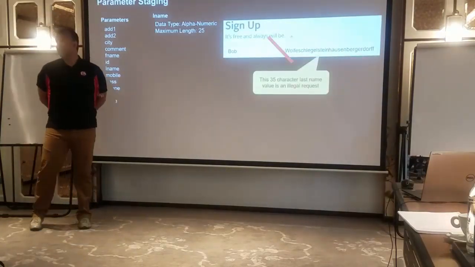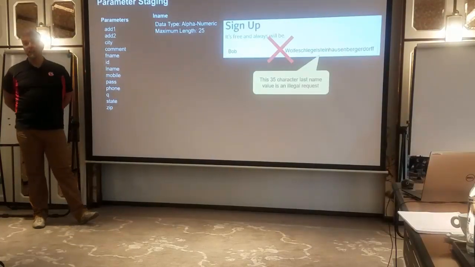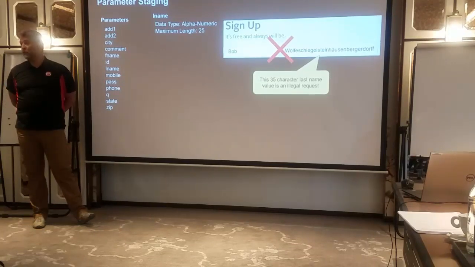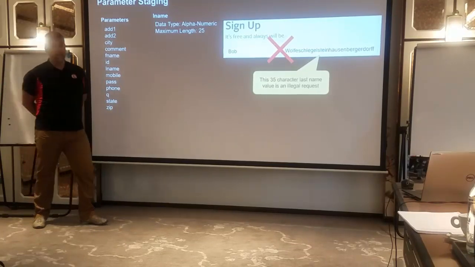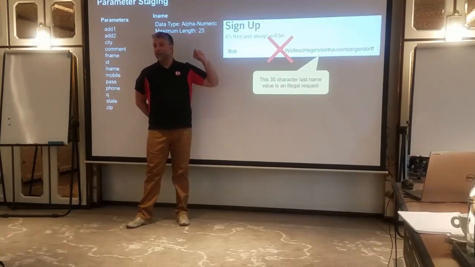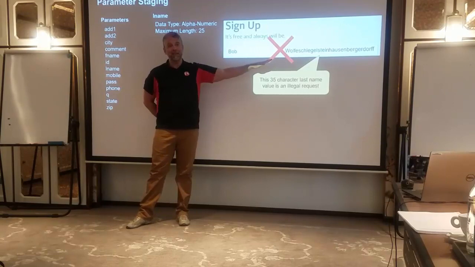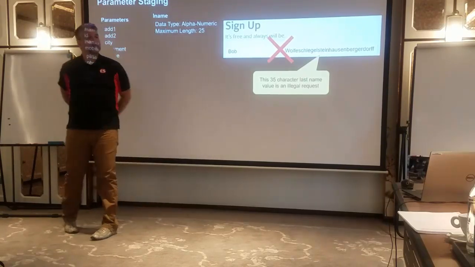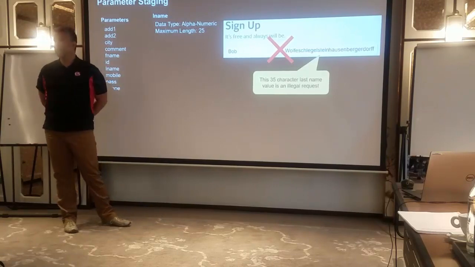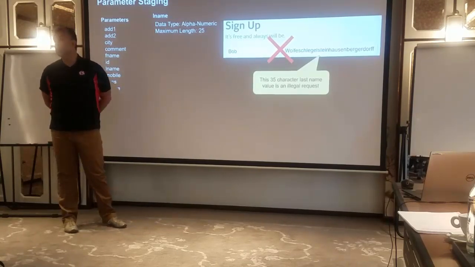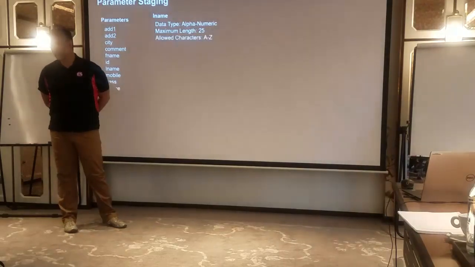Another attribute is the maximum length submitted by the user. Right now, the last name is set to 25 maximum length characters. I actually looked this up on Google. This actually is the longest known last name out there right now. No joke. Clearly longer than 25 characters, and that would be considered an illegal request. May or may not get blocked.